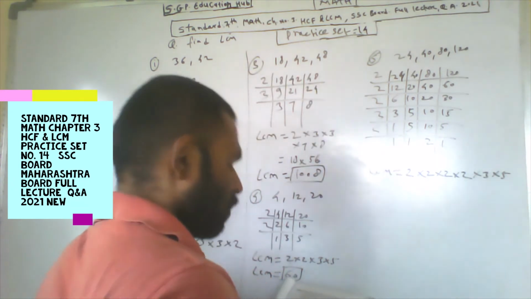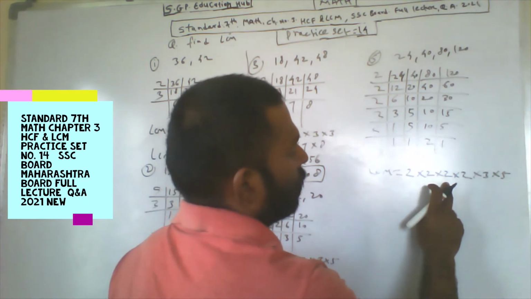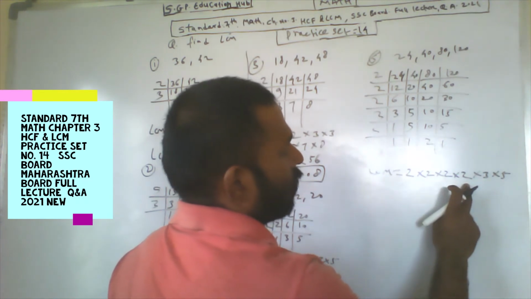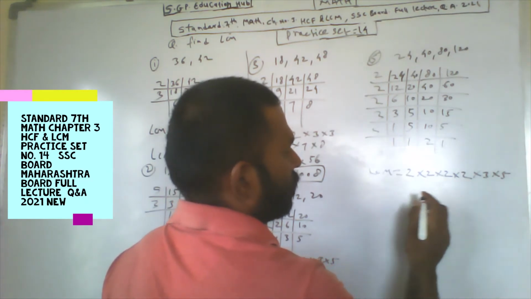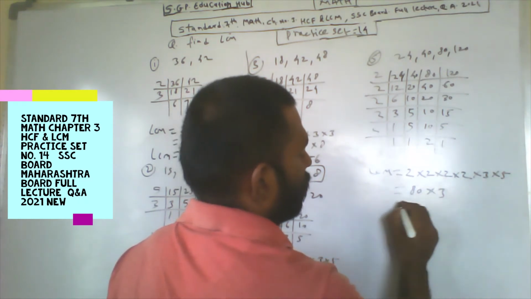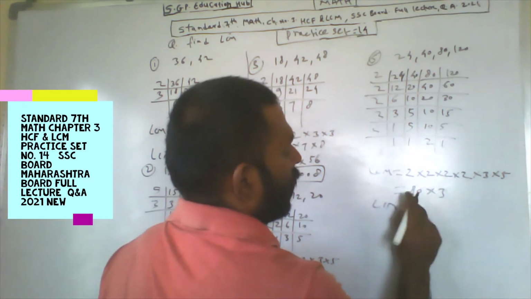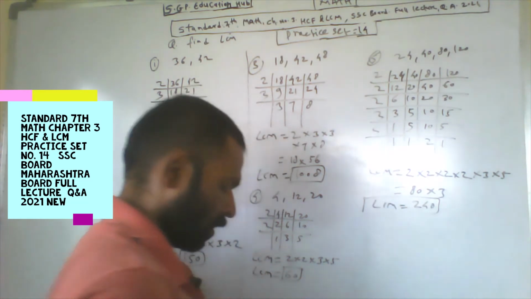So LCM is 2 twos are 4, 4 twos are 8, 8 twos are 16, 16 fives are 80, and 80 into 3. So LCM is 80 3s are 240. LCM is 240.